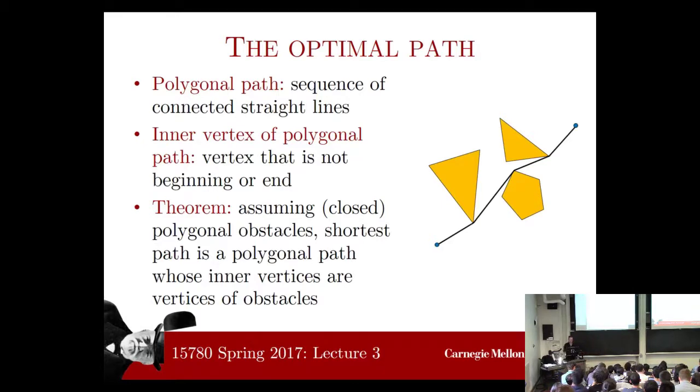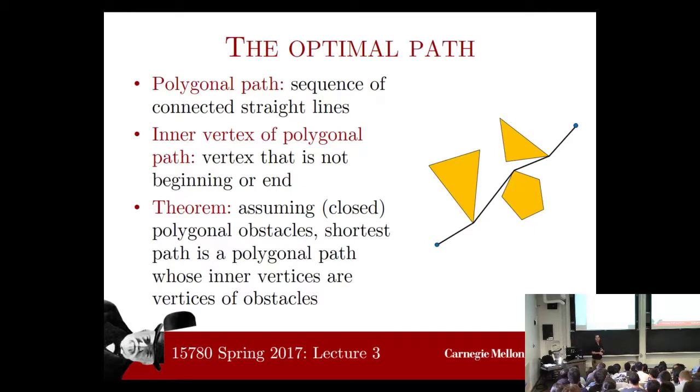Cool, so here's the theorem. Let's assume, like before, that we have closed polygonal obstacles. A caveat is that I'm going to allow you to touch the edges or the boundaries of the polygons. Okay, so you're allowed to walk on an edge and you're allowed to touch a vertex. So we have these closed polygonal obstacles. Then I claim that the shortest path between any 2 points S and T is a polygonal path whose inner vertices are vertices of obstacles.